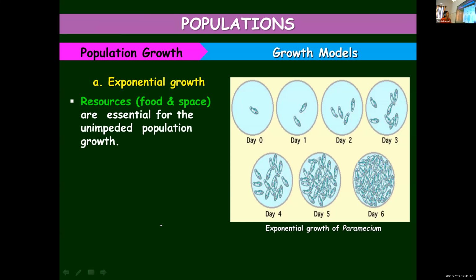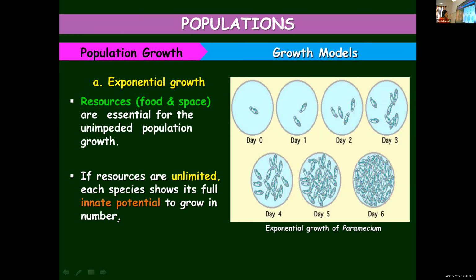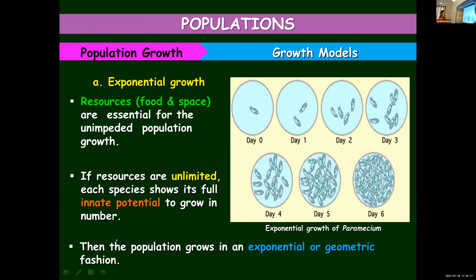Exponential growth, here we assume that all the resources are unlimited. Resources, food and space are essential for the uninterrupted growth of population. If there are plenty of resources and the availability of resources is not a limiting factor, then each species will show its full innate potential to grow in number and increase the population size. As a result, the population will increase at an exponential rate or in geometric fashion.